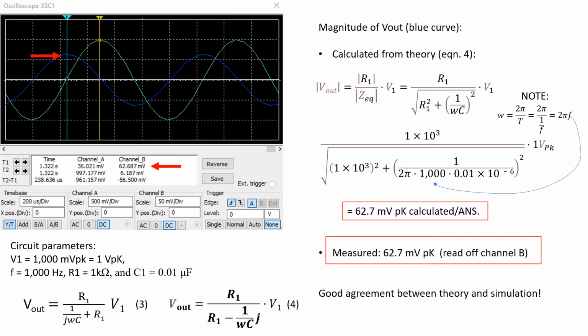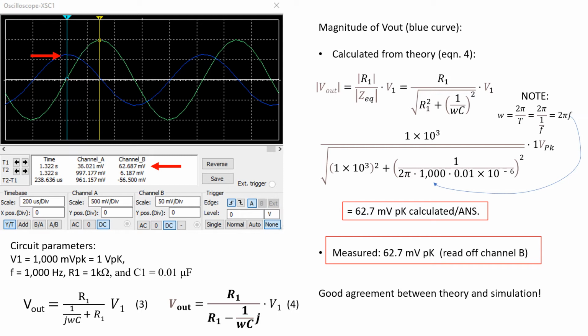The numerator's magnitude is simply R1, the value of our chosen resistor, which in this case is 1000 ohms. The denominator is simply a complex number. The magnitude of a complex number is derived through Pythagoras' theorem. That is, the magnitude is the square root of the sum of the squares of the real and imaginary terms. To confirm our circuit parameters, R1 is 1000 ohms, the capacitance is 0.01 microfarads, and the frequency of interest is 1000 hertz.